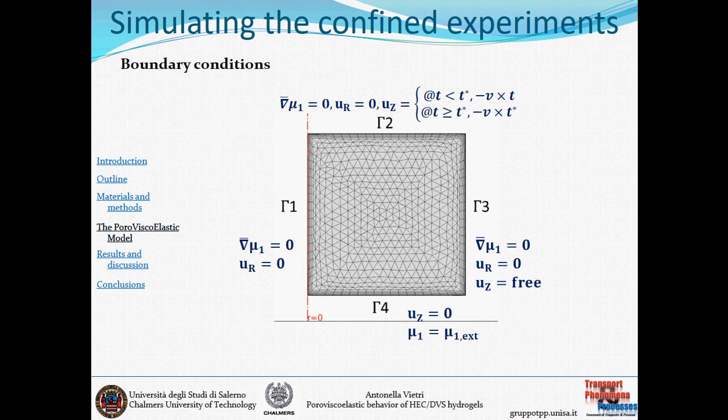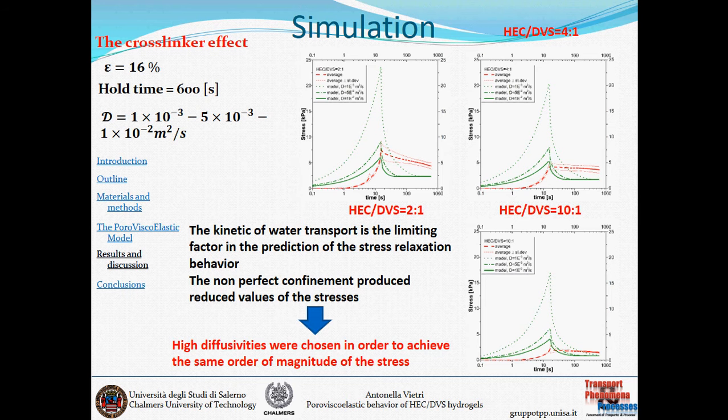For the confined test, the boundary conditions are the same, except for the boundary Γ3, where the gel is confined, and Γ4, which is the part in contact with the external solvent through the filter. A parametric study on the diffusion coefficient again was implemented. The results were not satisfying, showing the importance of the kinetics of the water transport in this kind of tests, and confirming the hypothesis of a non-perfect confinement. In fact, this reduces the recorded stresses, and as a consequence, in the model, higher diffusivities have to be used.